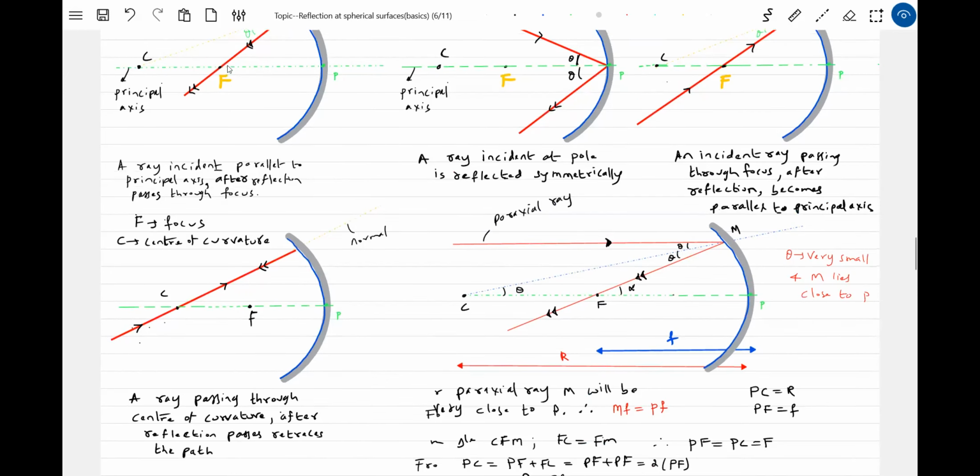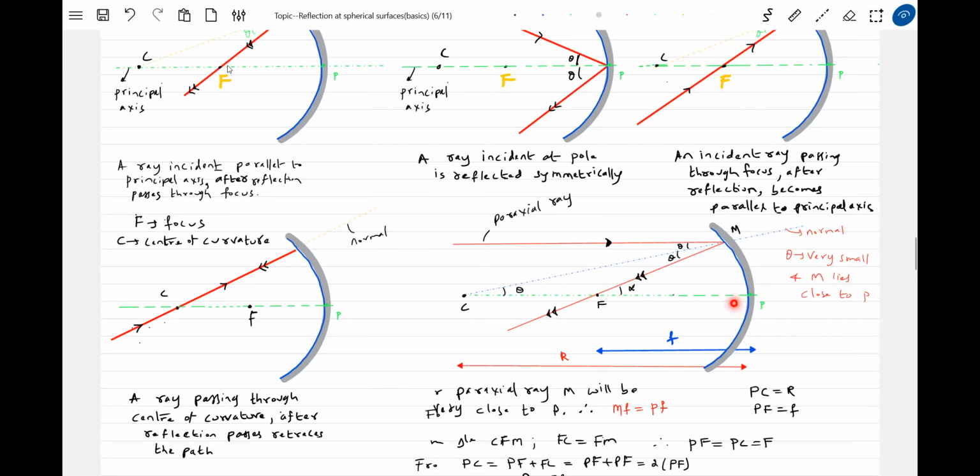Okay, let's apply the laws of reflection. This particular line is called the normal, no? Then the angle of incidence should be equal to the angle of reflection. The ray parallel to the principal axis after reflection will pass through the focus, since the angle of incidence equals the angle of reflection. Okay, fine. We know this MC will become the radius of curvature. This is equal to R. Even PC is equal to R. The distance PC is equal to R.